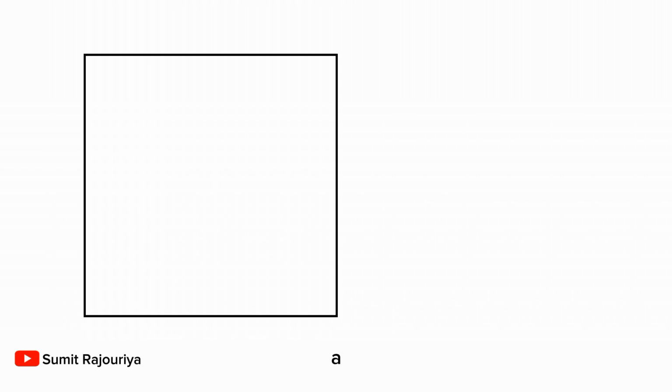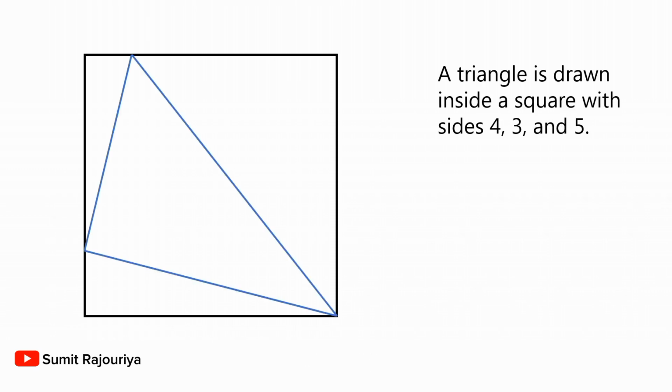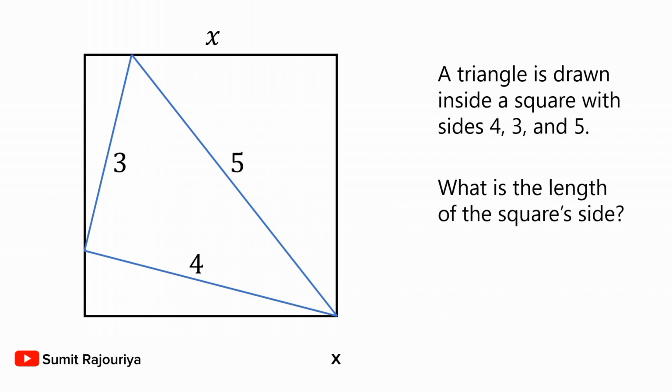A square has a triangle inside of it with lengths of 4, 3, and 5. What is the value of x, the length of the square side? I've adapted this problem from one I saw online.